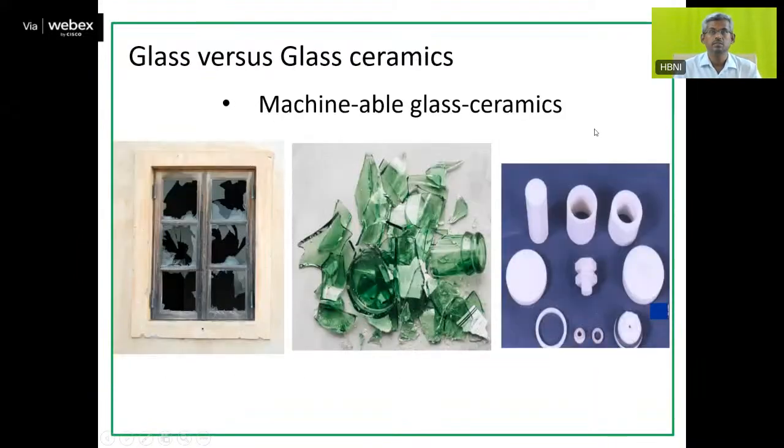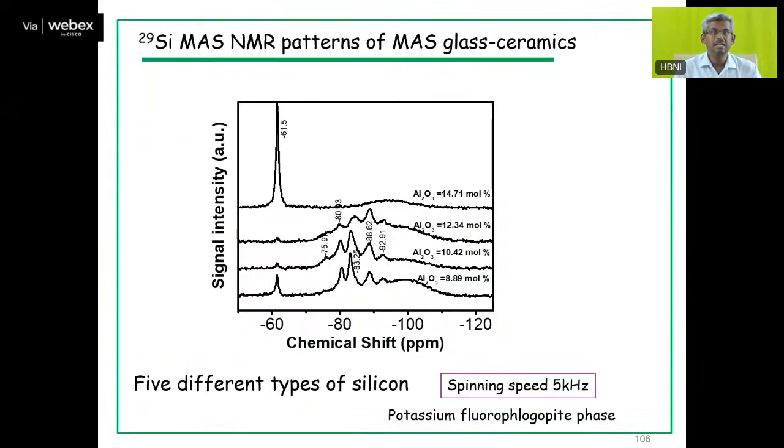So last class we were discussing silicon 29 NMR. Hope you remember. Silicon has two isotopes, 28 and 29. 28 is not NMR active, 29 is NMR active. So silicon 29 MAS NMR is very extensively used for various applications.